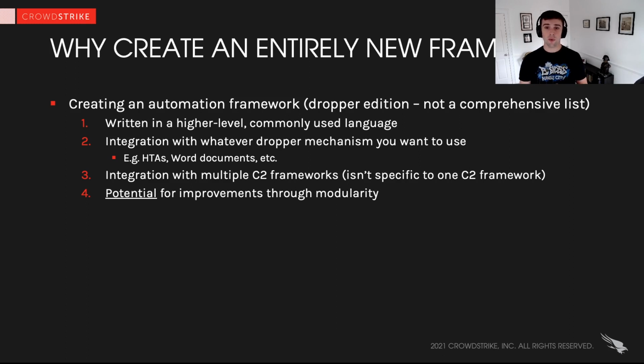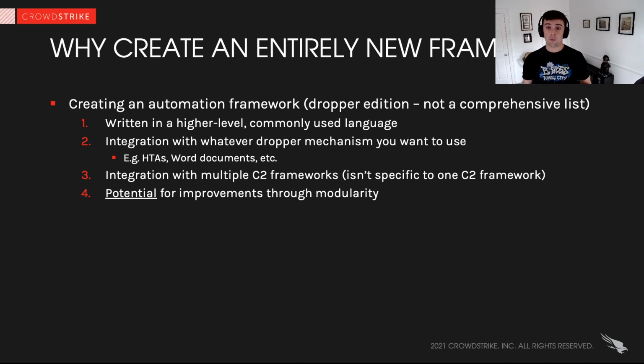Creation of this automation framework: this is not a comprehensive list, just a list that I arbitrarily put together. Everyone is going to have different experiences. This, from my experience, is what I look for in an automation framework. I look for the ability to write it in a high-level language that's easily understandable and is common. I look for the fact that this language has integration with whatever dropper mechanism we want to use. In our case, we want to generate some Microsoft Word documents, so C# has the ability to integrate with the Office API to programmatically do this.